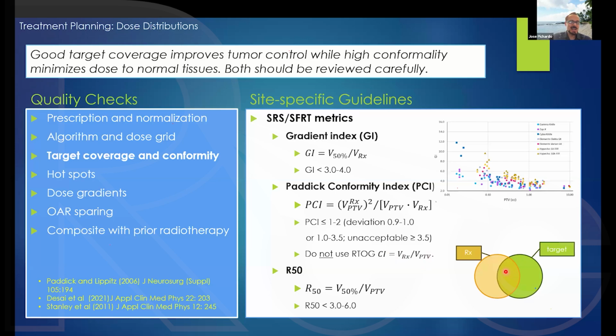But I am not getting 100% of my target covered by the prescription. Why am I getting 1? Because they have the same volume. So that's why you don't want to use this.